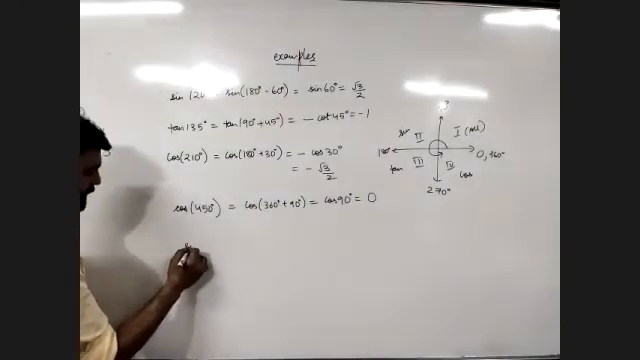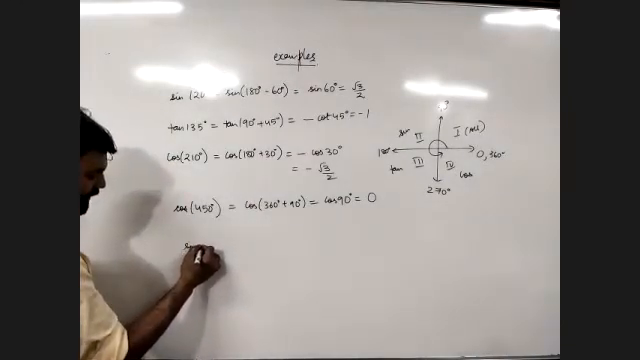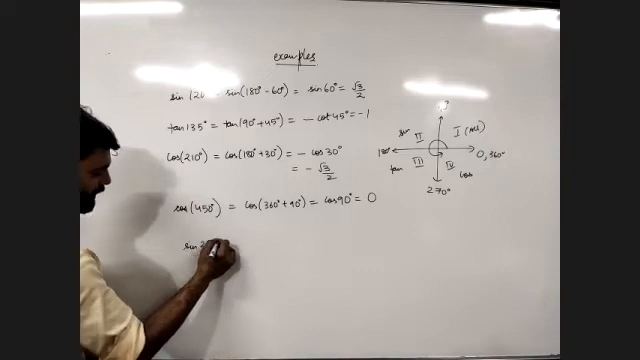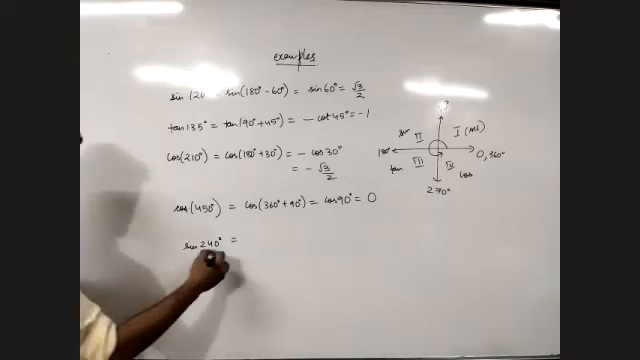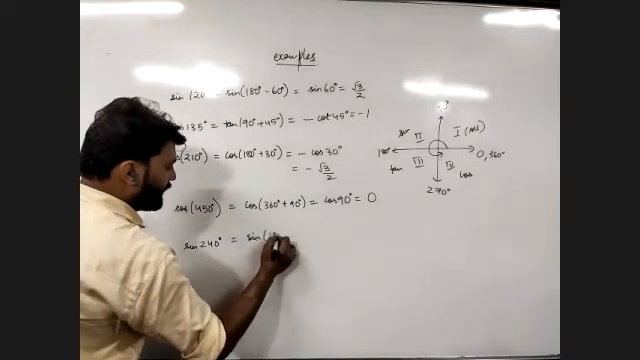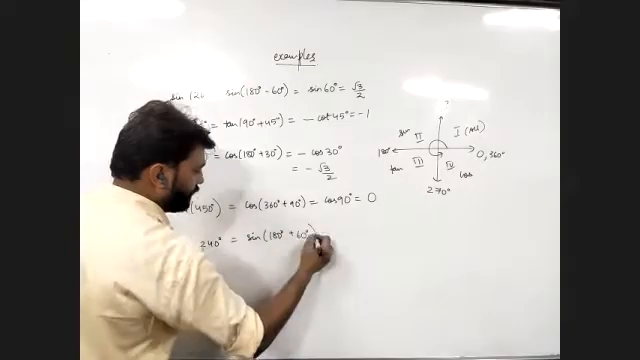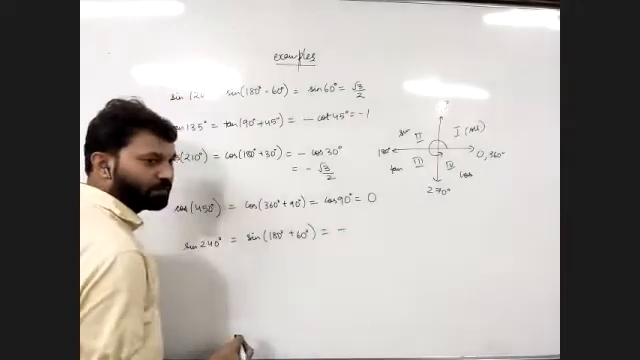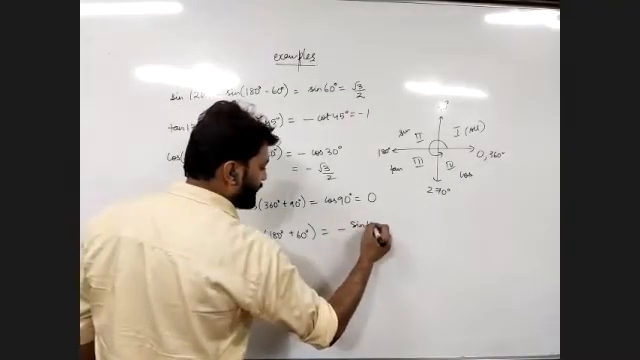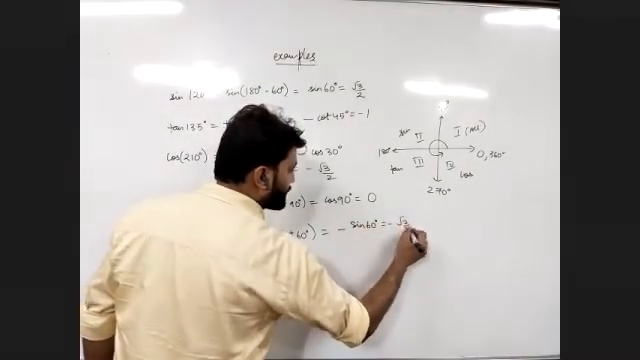Now look at this one. Sine, say 240 degree. Sine 240. How can we break this? 180 plus 60. Okay. We can write this as 180 plus 60. Which quadrant? Third. Sine will be negative. Will the function change? No. So this will be sine 60. And sine 60 is minus root 3 upon 2.